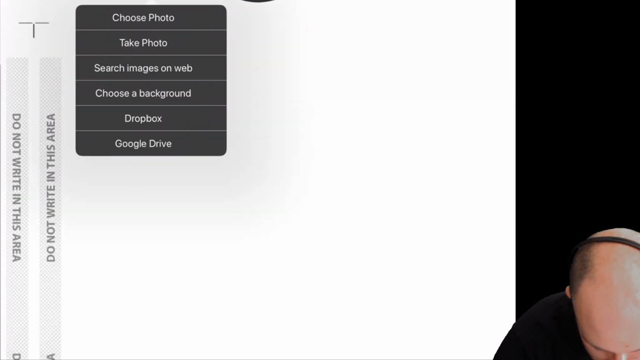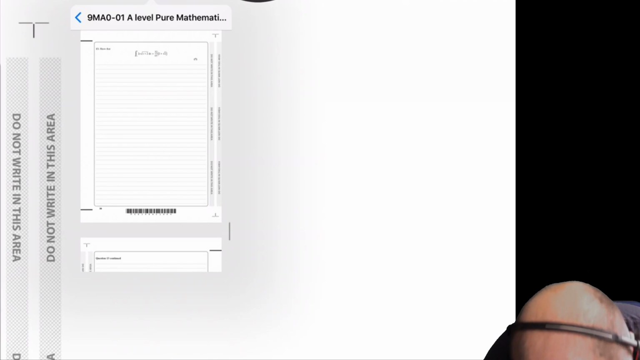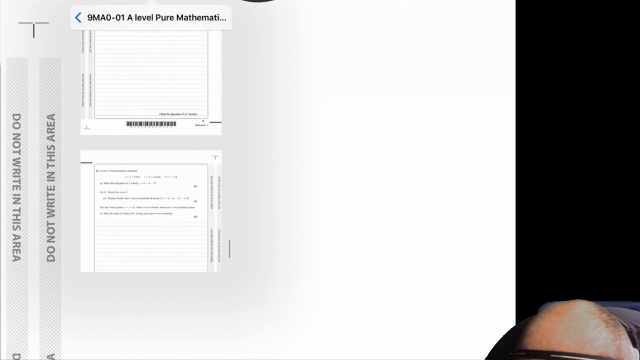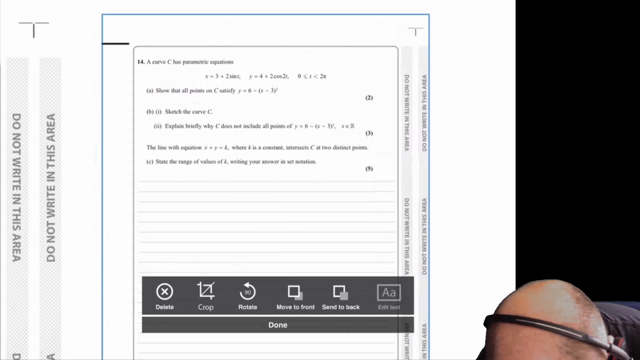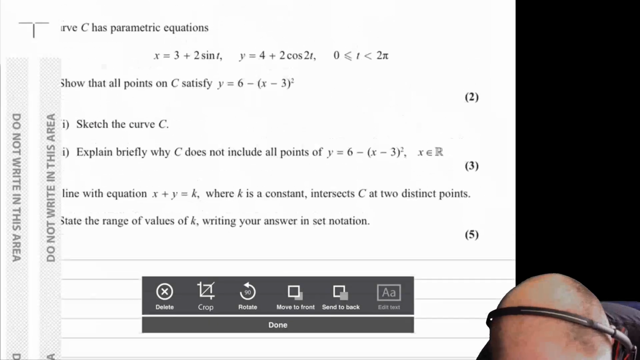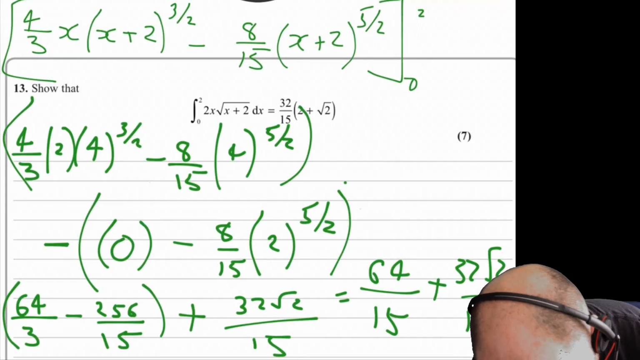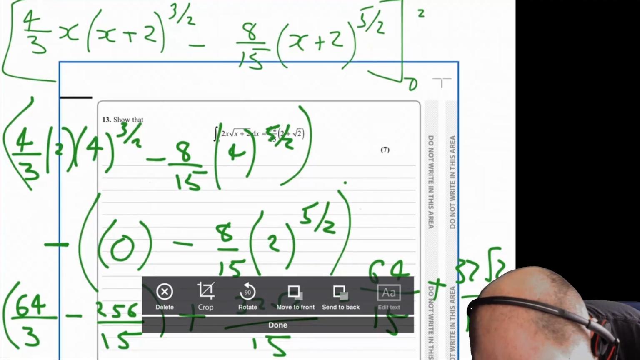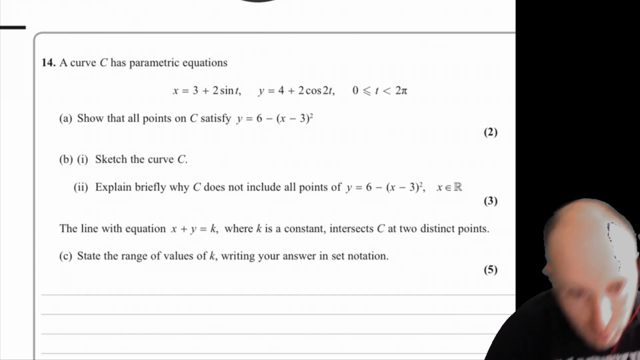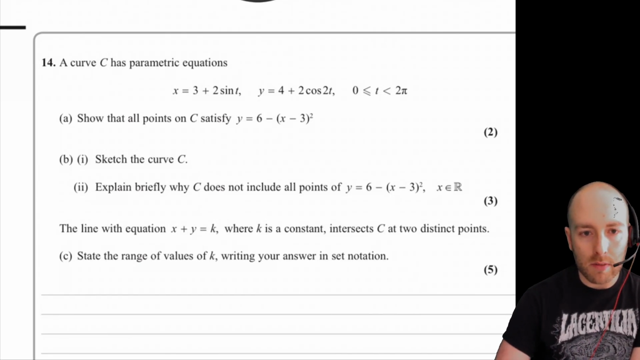Question 14. Is this one. So we've got a 10-mark question, parametrics. Make a bit of space over here. There you go. Right, could you guys do this one? 10 minutes starting from now.